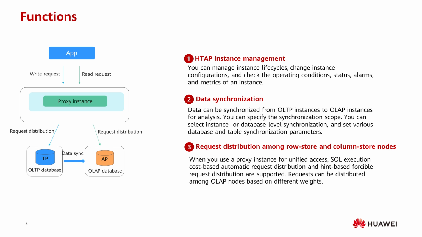Request distribution among row store and column store nodes. Both automatic and manual request distribution are supported. When you use a proxy instance for unified access, SQL execution cost-based automatic request distribution and hint-based forcible request distribution are supported. Requests can be distributed among OLAP nodes based on different weights.